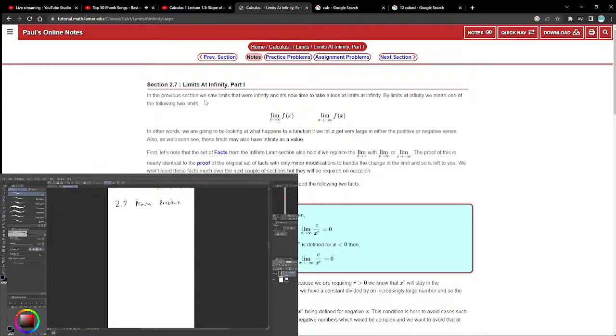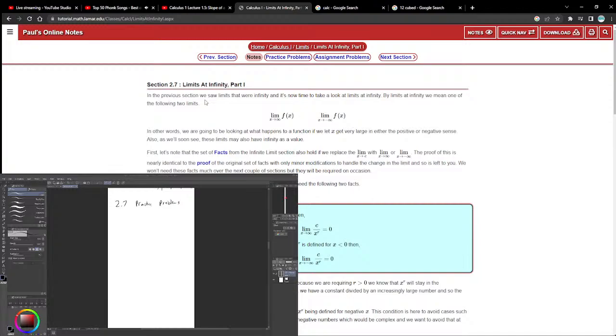In the previous section we saw limits that were infinity, and now it's time to take a look at limits at infinity. By limits at infinity we mean one of the following two limits. In other words, we're going to be looking at what happens to a function if we let x get very large in either the positive or negative sense. Also, we'll soon see these limits may also have infinity as a value.